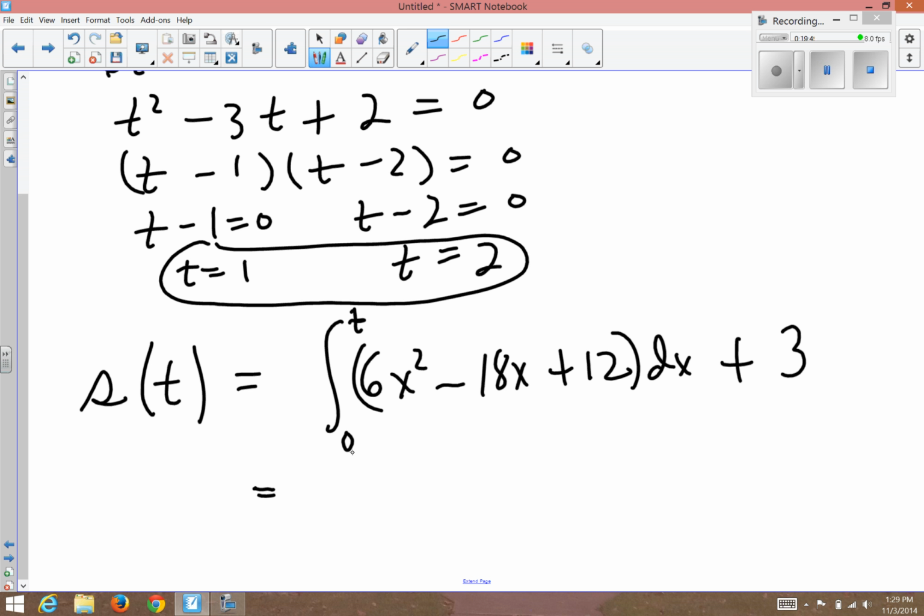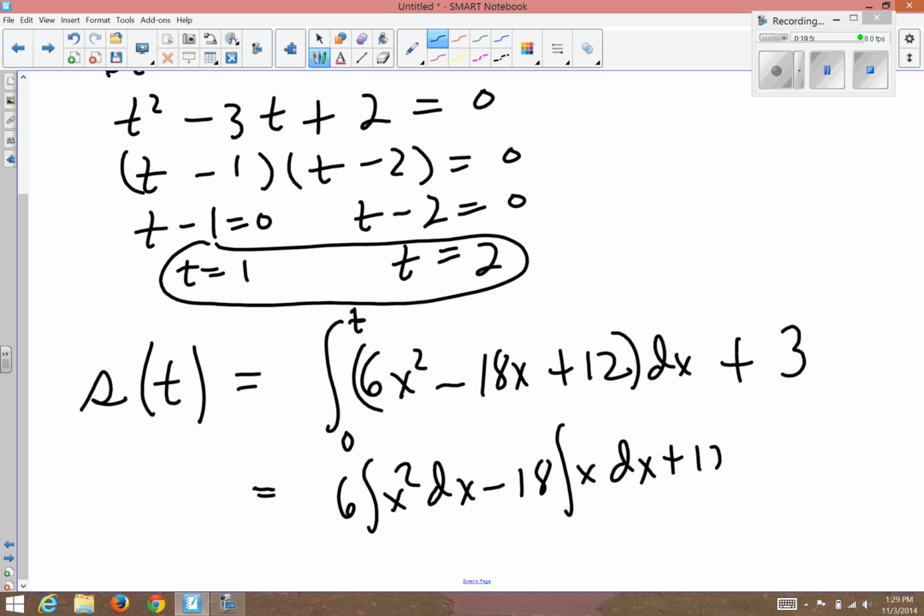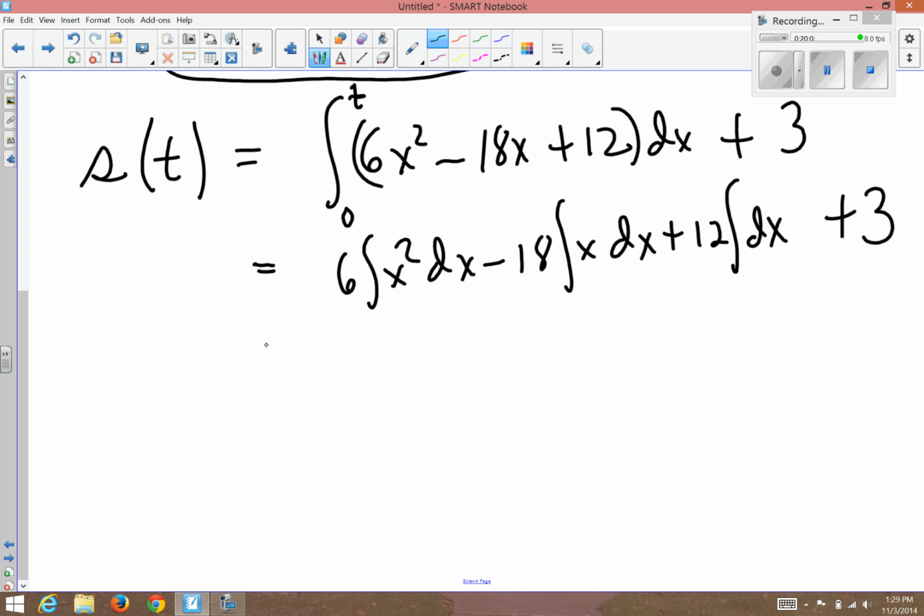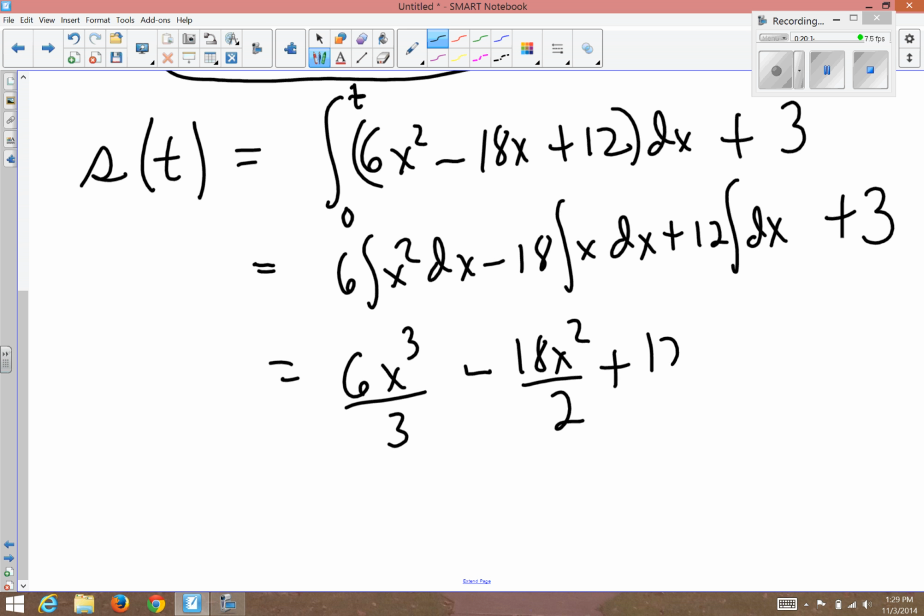So this equals, we're going to now integrate. We're going to say 6 integral x squared dx minus 18 integral x dx plus 12 integral dx. This plus 3 is not part of what's being integrated. This equals 6x cubed over 3 minus 18x squared over 2 plus 12x. No plus c needed. There's a bracket instead.